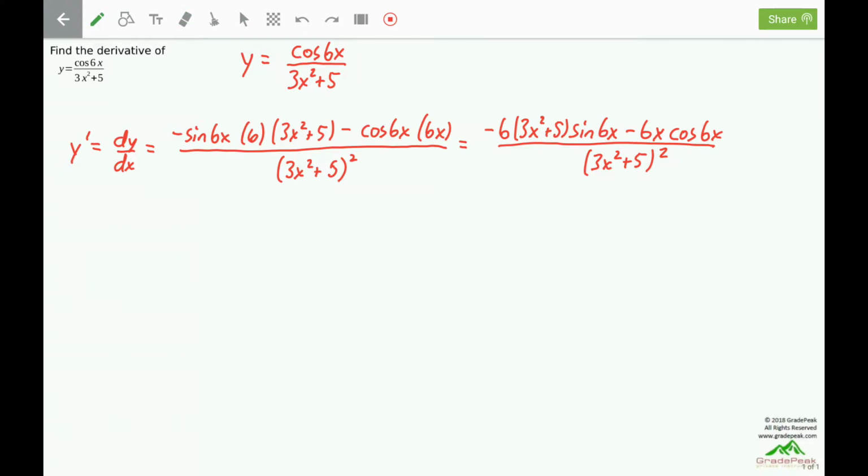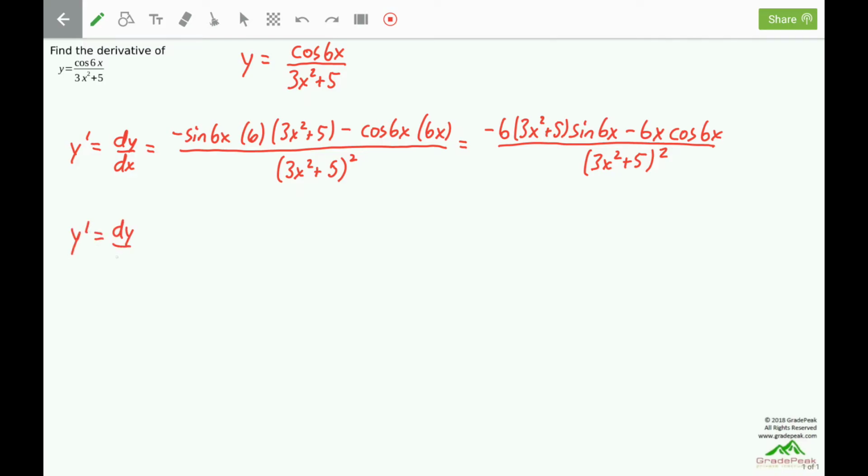There might be some temptation to cancel this with one of these down here, but in order to cancel you have to factor it out, and it doesn't appear in this term at all, so we don't have the ability to factor, and therefore we cannot cancel that down at all. The only common factor I see between those two terms in the numerator is a negative 6, so we can factor a negative 6 out.